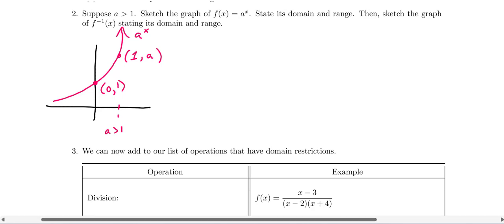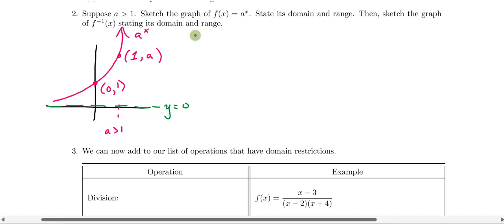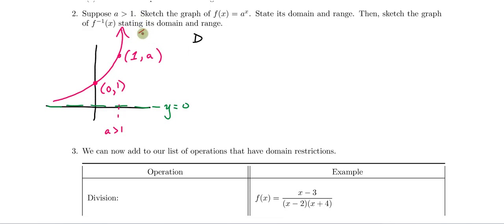The other thing we should always sketch with our exponential function, prior to any transformations or any compositions, is a horizontal asymptote at y equals 0, and so we should label that. So at this point we can go ahead and give the domain of f. I should say that this was f of x here, so I'm going to change that. f of x is equal to a to the x.